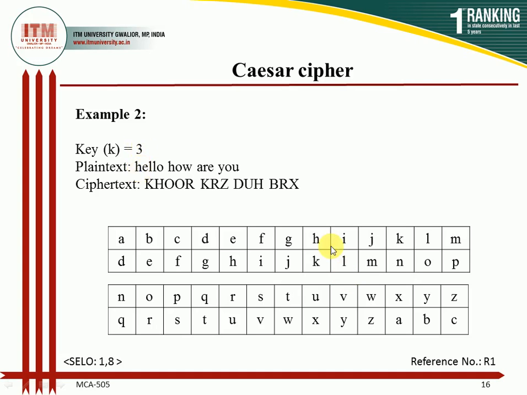A B C D E F G H, and after H you have to shift 3 places, meaning I J K. After H you shift 3 places, which means after H comes I J K. So K is what you get, right?